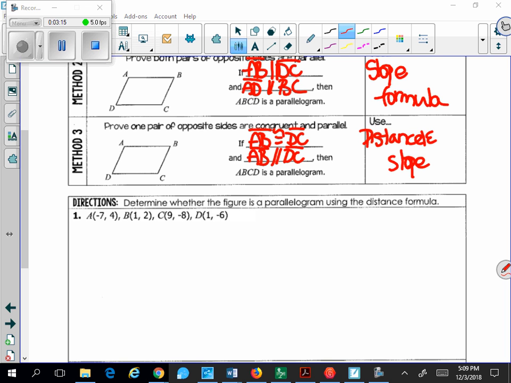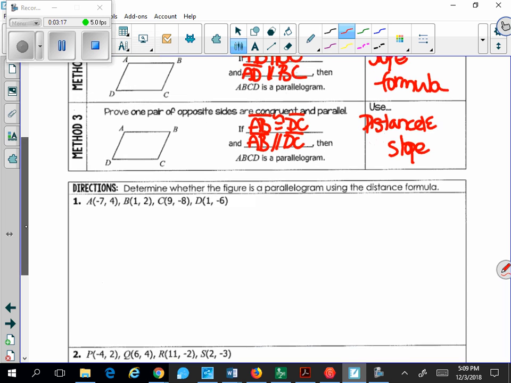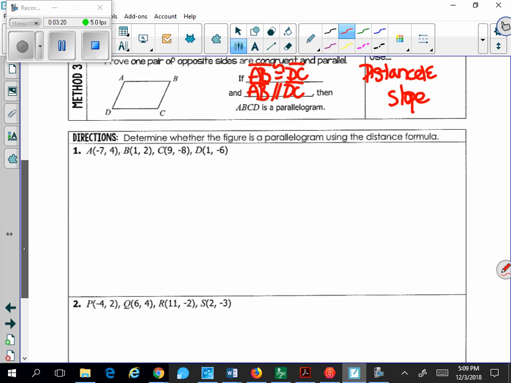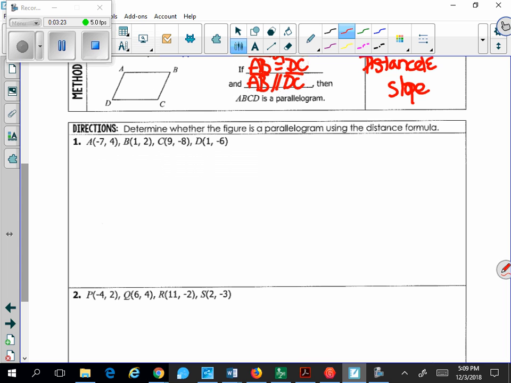Okay, let's see how this plays out. Let's look at number 1. It says determine whether the figure is a parallelogram using the distance formula. It says A is (-7, 4), B is (1, 2), C is (9, -8), and D is (1, -6). So I'm going to do it like this. Granted, I'm pretty much drawing a parallelogram now, but we're going to actually prove whether or not that is the case.